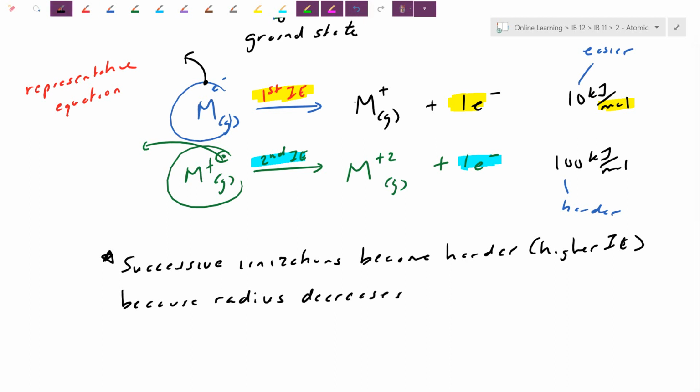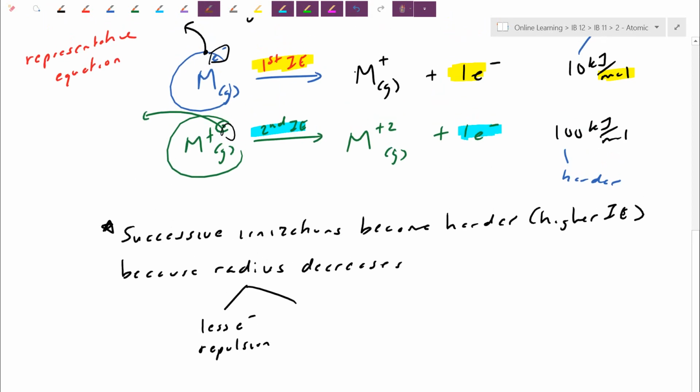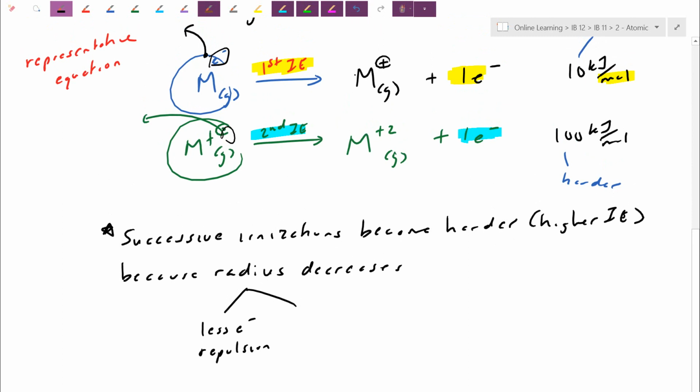Well, what's going to happen is every time you remove an electron, you've now decreased the amount of repulsion between that electron and the remaining electrons here. So one consequence for radius decreases here is, you can say, there's less electron repulsion. You can also refer to the fact that every time I ionize, it's now become plus because I'm having more net positive charge here. I'm going to pull my leftover electrons even tighter.